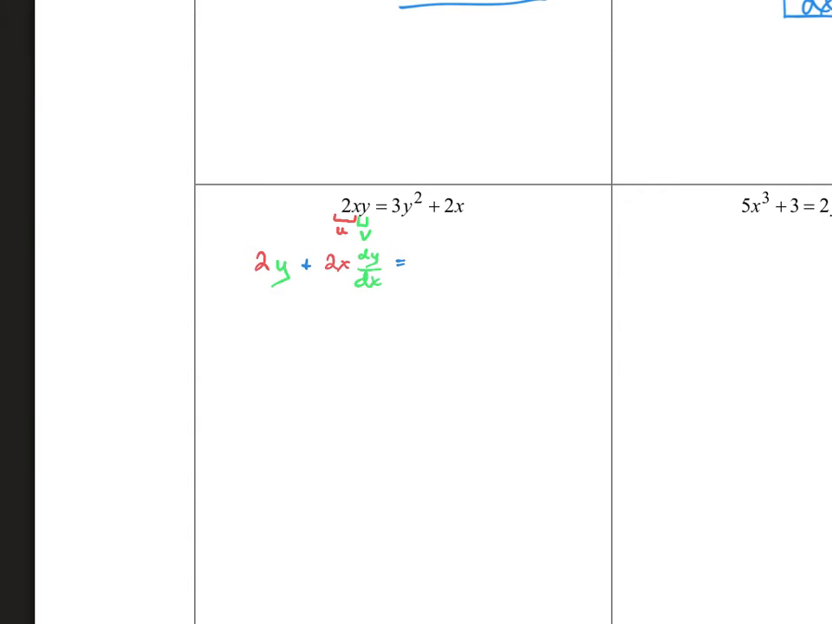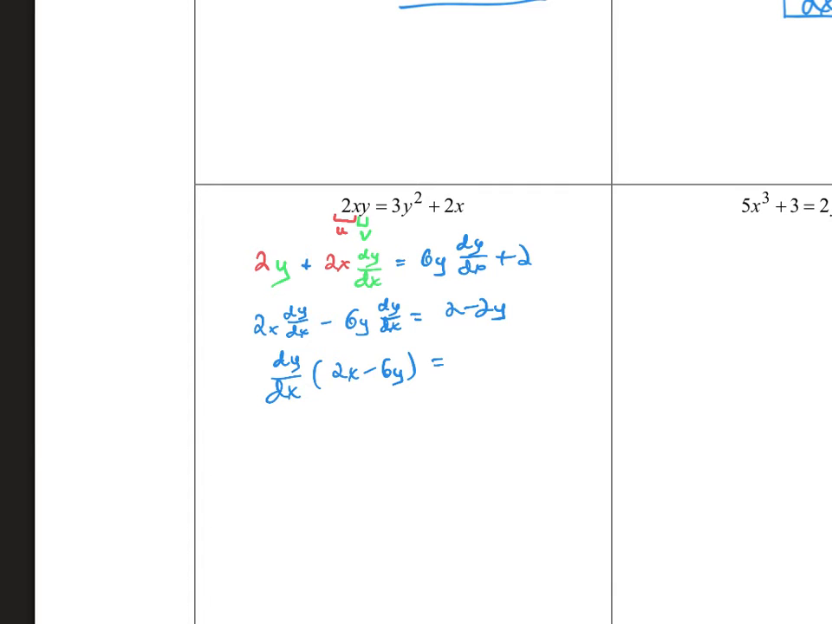Okay, now on the right side, I'm going to get 6y dy over dx plus 2. All right, so once again, I'm going to need to do some shuffling here, and that's not going to take too much work. Just a step or two of algebra, just be careful with it. So you get 2x dy over dx minus 6y dy over dx, and then 2 minus 2y over here. All right, so dy over dx when we factor times the quantity of 2x minus 6y, and then 2 minus 2y, and now we divide.